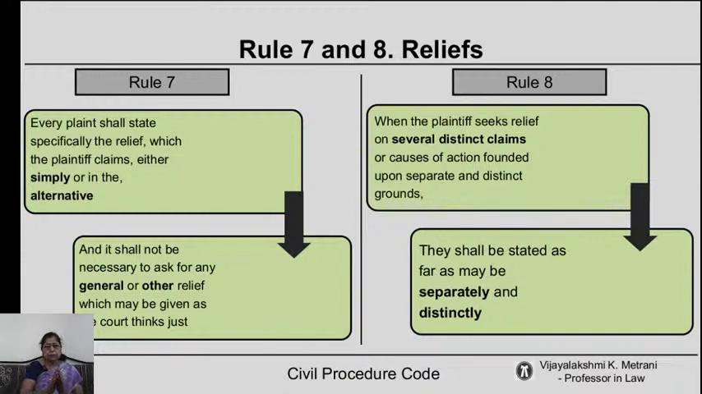It must be either simple relief, only one relief, or you can ask for an alternative relief also. Both the reliefs you can ask in alternative. It is allowed.